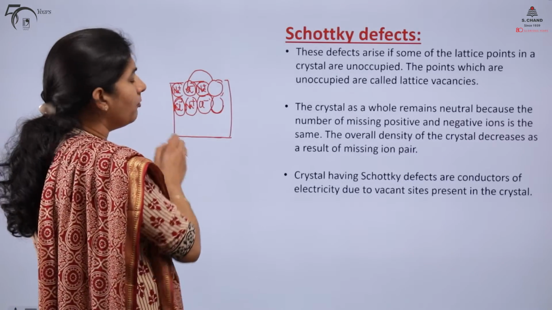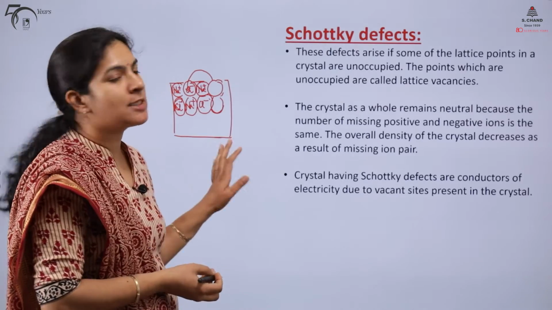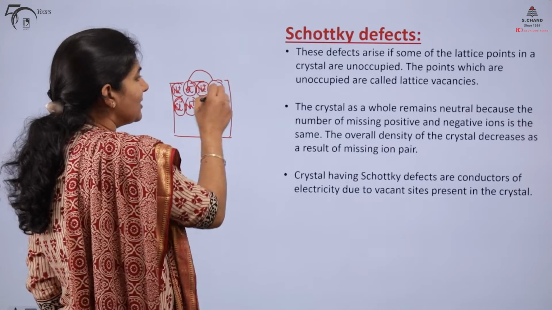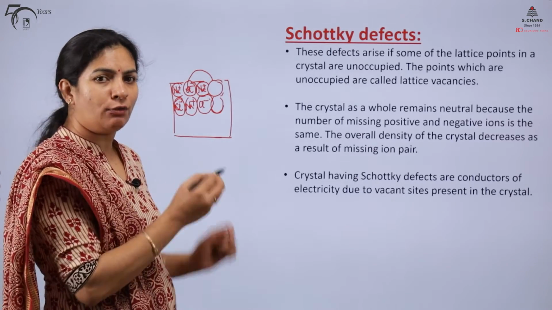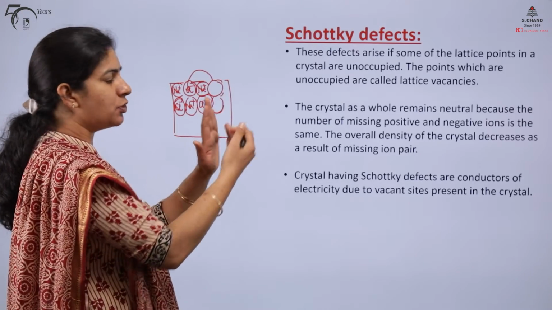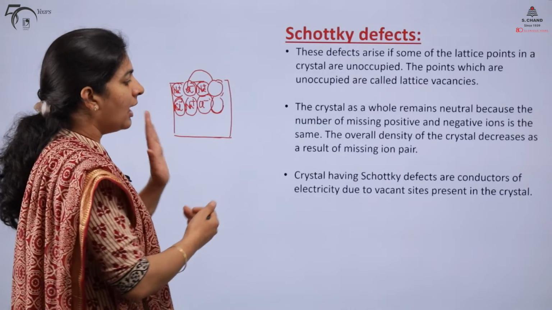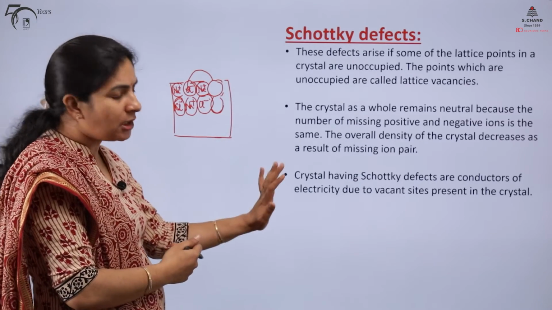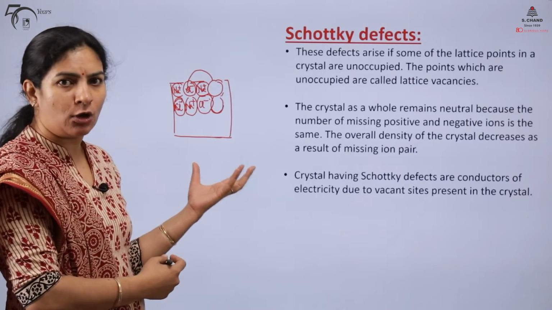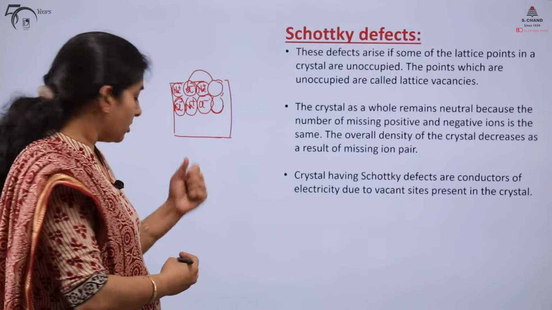And because of the movement of these charges, these types of crystals are highly conducting. Because vacant sites are present over here, in order to fill that vacant site, some other ion will come and then a vacancy will be created at that position. In order to fill that vacancy, another ion will come from another position, and hence this process continues, and therefore we can say that these defects of course cause the conduction in these crystals.